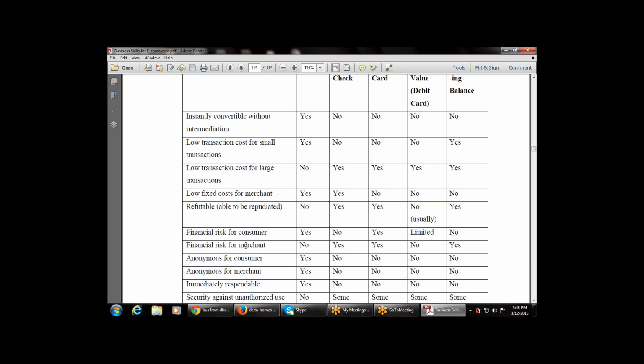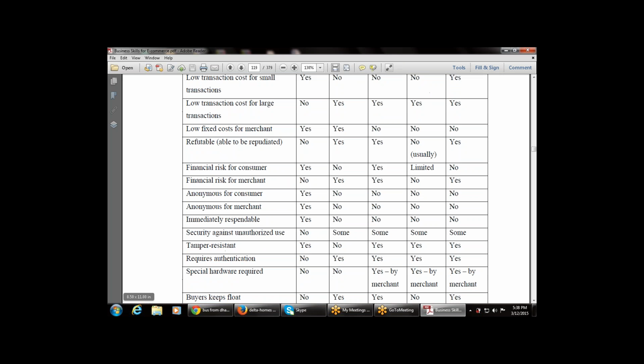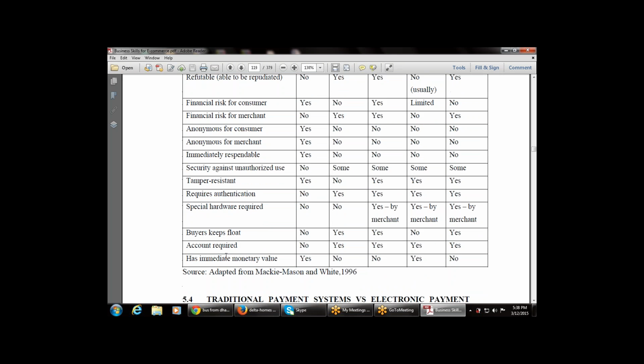Then security against unauthorized usage, if that is available: no, some. Then tamper resistance. So these are the various scenarios, options, and dimensions of the e-payment system that is required. And there are multiple methods, like cash, check, available for the intermediaries.